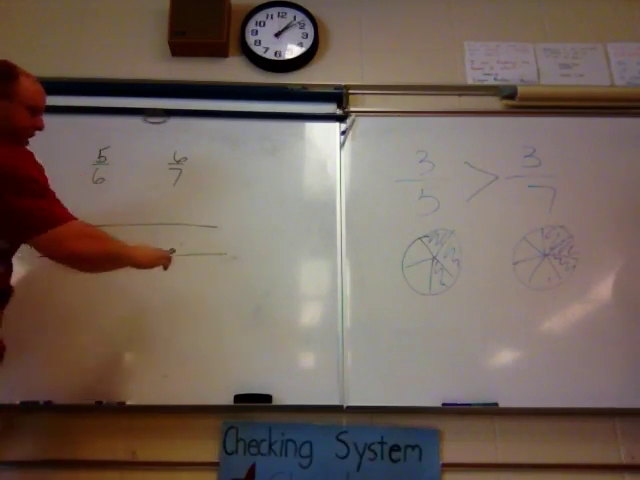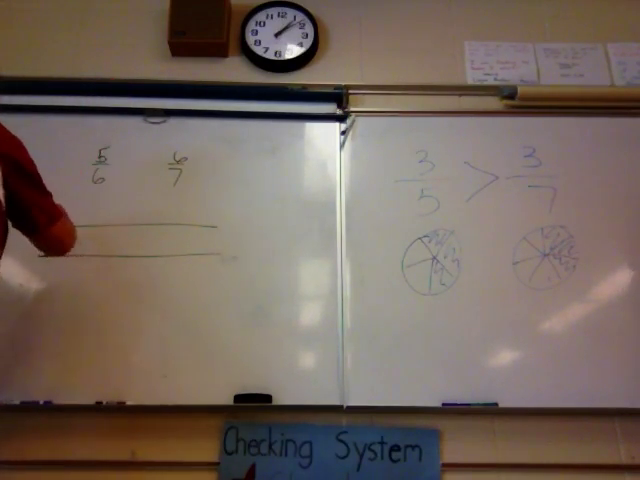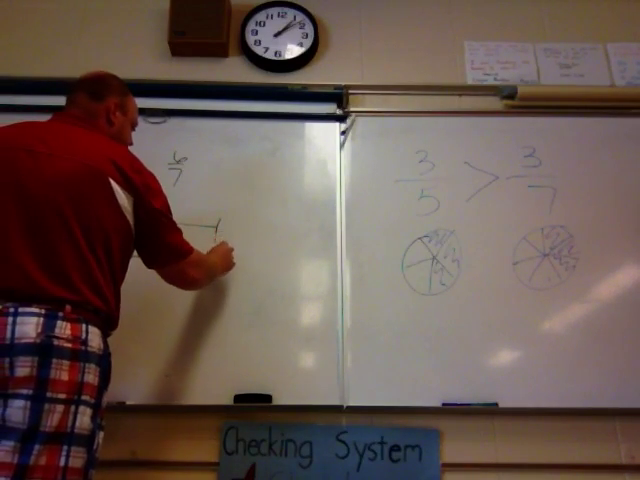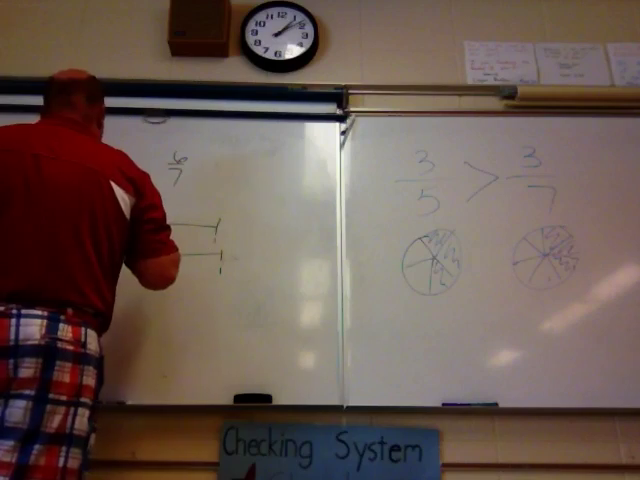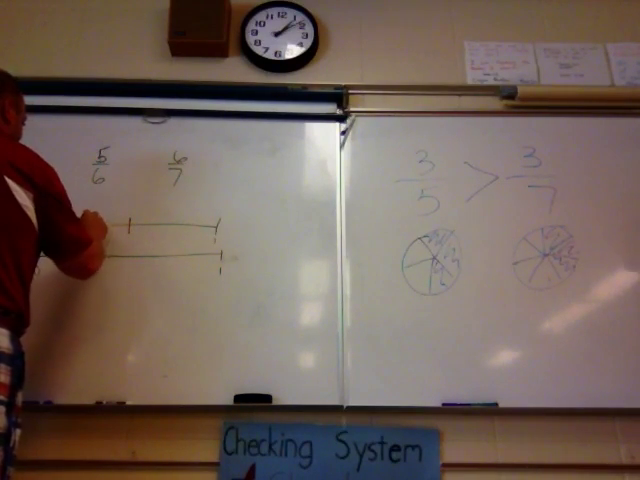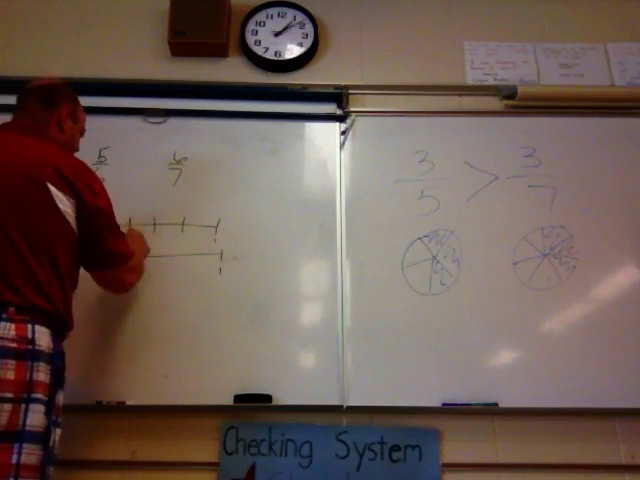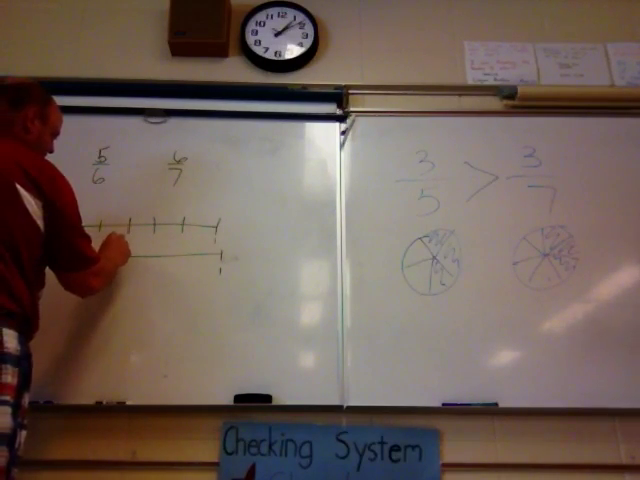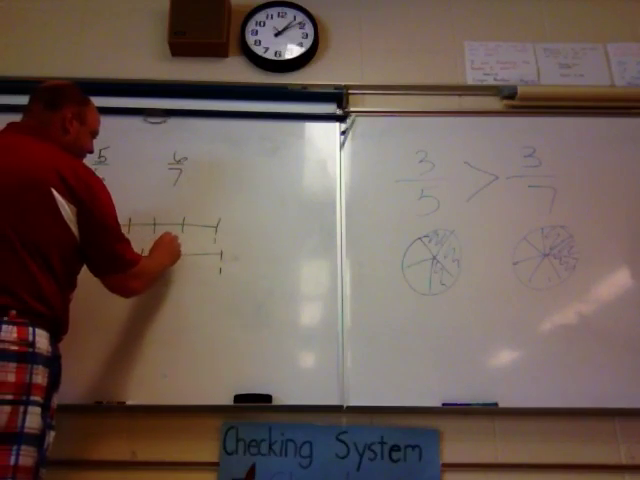I can make them both the same length. That's fairly easy. This is 0, this is 0, this is 1 whole, this is 1 whole. And oh, I have to divide this into 6. 1, 2, 3, 4, 5, 6. See, and this is freehand, so Mr. Adamson could be totally off on his spacing.